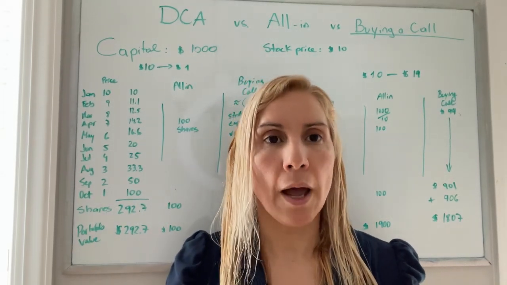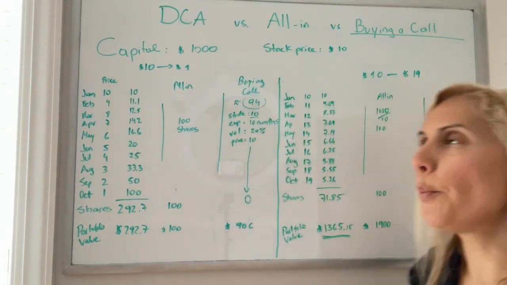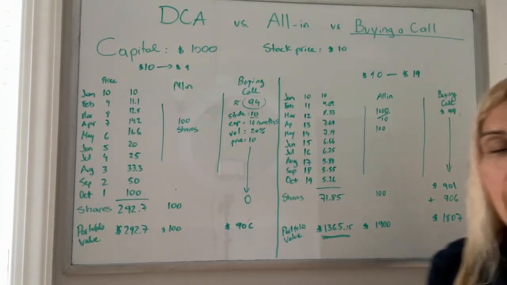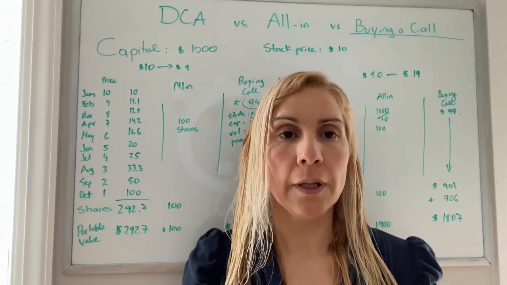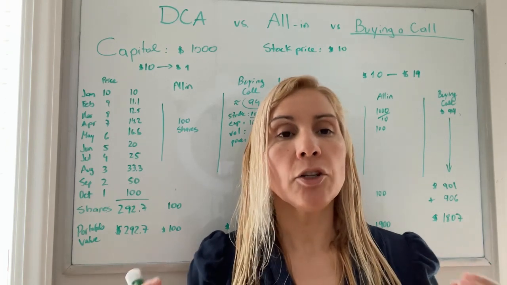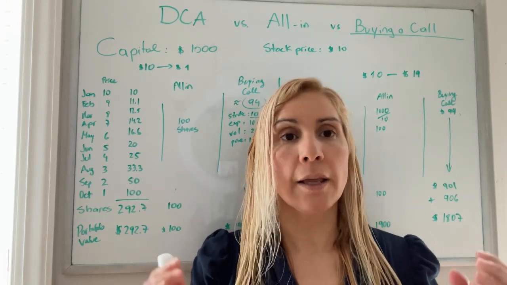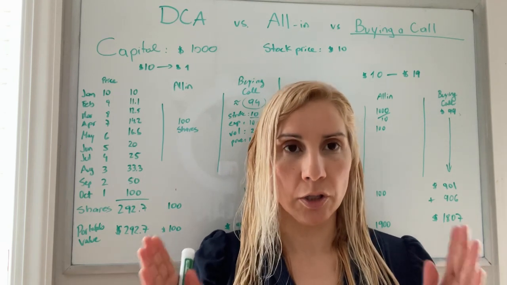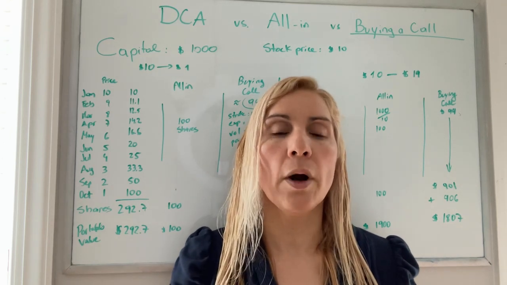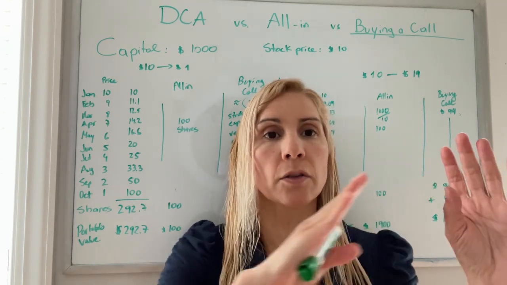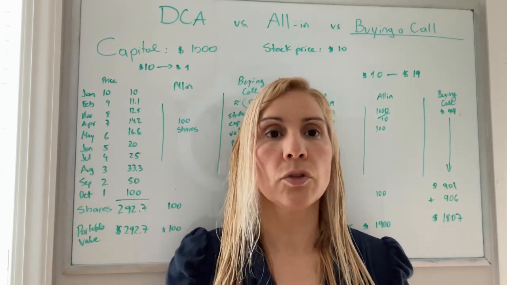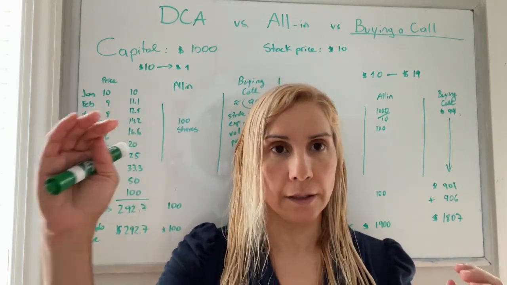Now here, once again, we have the three situations. We're going to be comparing DCA versus going all in versus buying a call. Now, for the purpose of this example, let's say we start with $1,000 worth of capital, and we are interested in purchasing a stock that is currently trading at $10 a share. Now, we're going to be exploring two situations. One, where the stock price goes from $10 all the way down to $1. And the next one, where the stock price goes from $10 to $19.